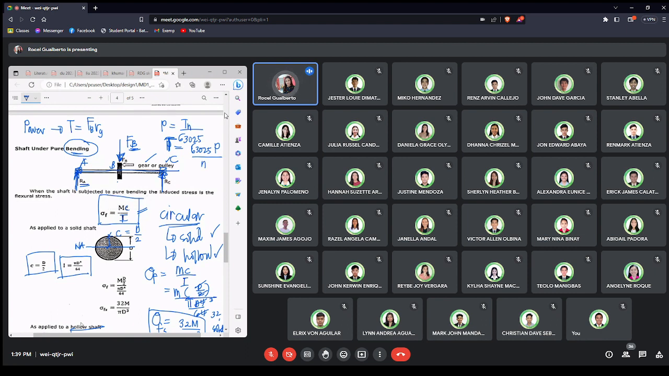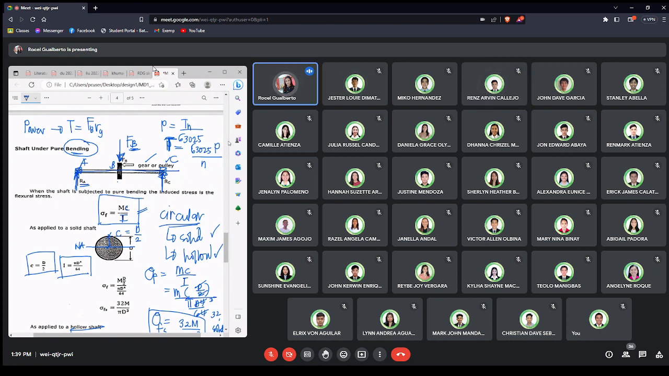In this equation po, ano po yung unit natin ng power? Nire-recall lang po natin ito. Ano po yung unit ng power natin? Dapat i-substitute dito. HP po ata. Okay, correct.